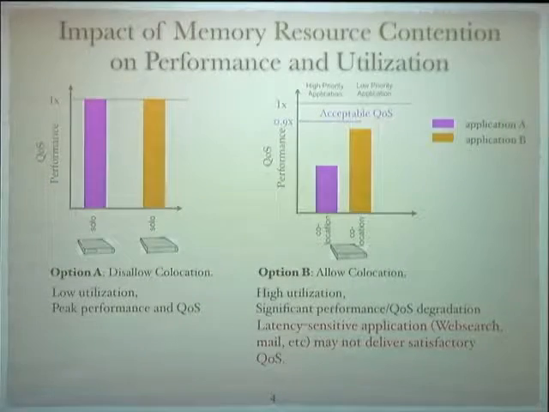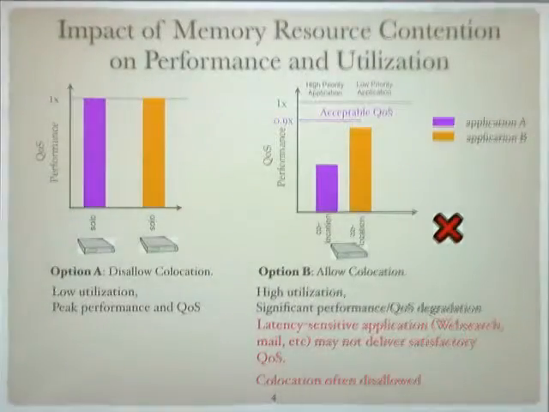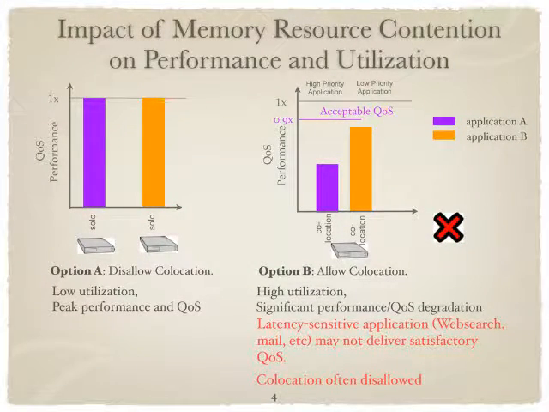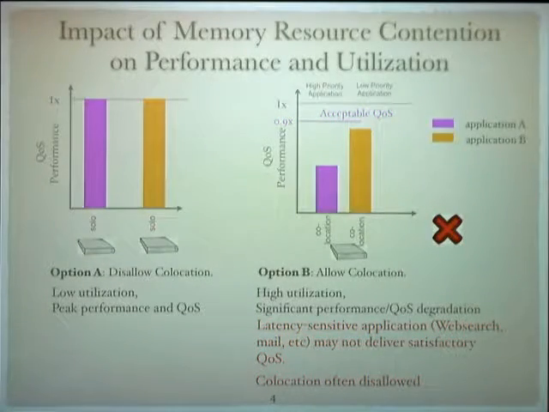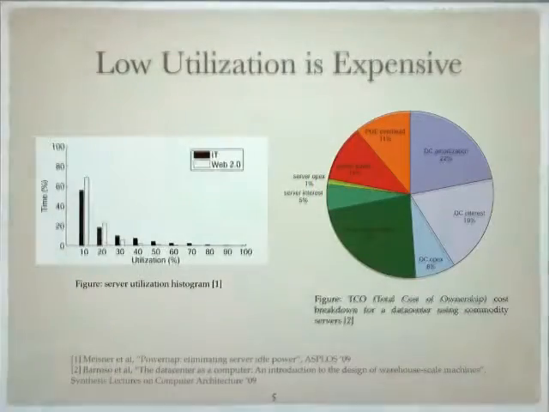So if those applications cannot deliver acceptable QoS when we co-locate them with other applications, then we don't want to do this kind of co-location, right? So co-location is often disallowed for latency-sensitive applications. A typical approach is we choose to disallow co-location and sacrifice utilization for performance.